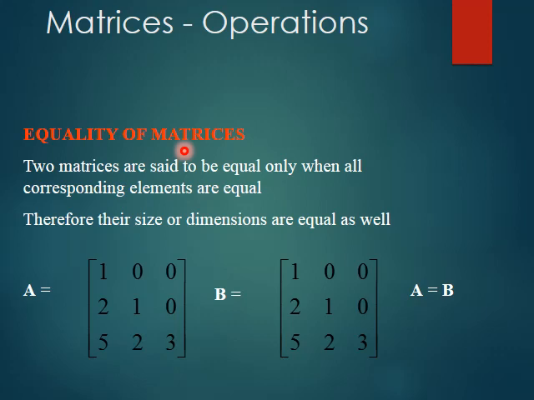You can see from these two matrices their corresponding elements are equal. So these two matrices are equal. So two matrices are said to be equal whenever their corresponding elements are equal. We can compare two matrices if and only if they have the same dimensions or order. Otherwise we cannot equate the matrices.